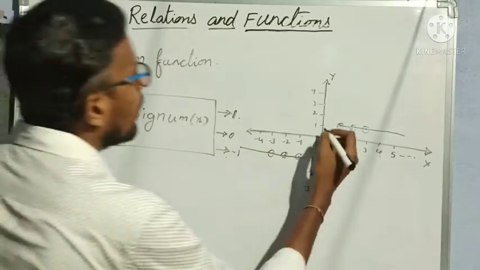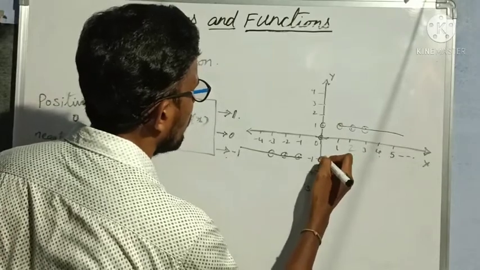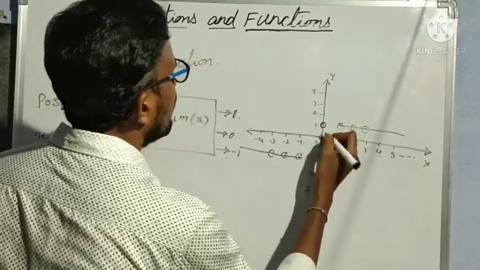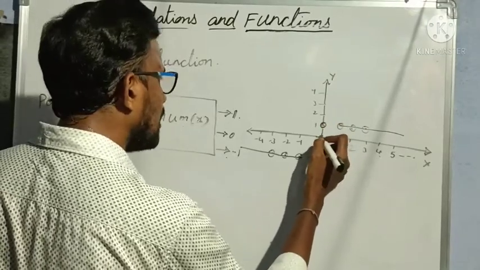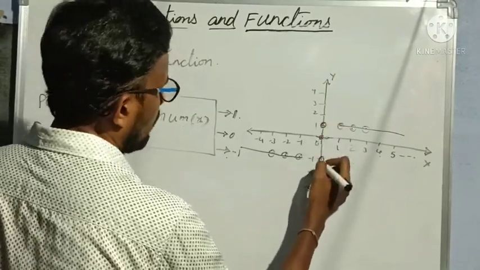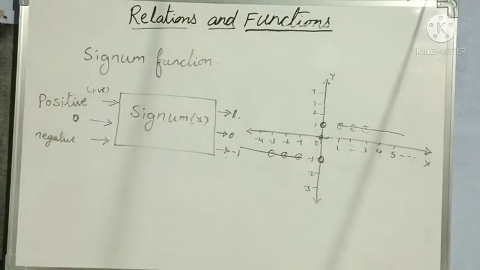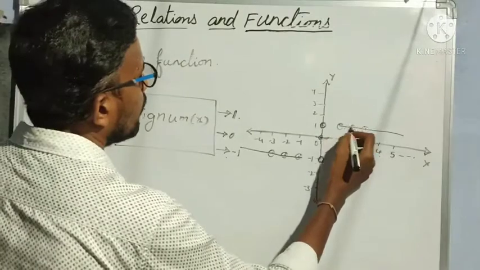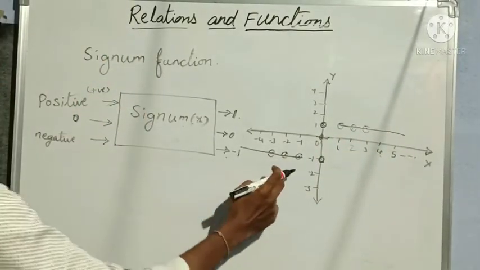Understood? Here there will be holes, some open circles. Why? Because when x value is 0, y value is 0 but not 1. Here also, when x value is 0, y value is 0 but not minus 1. So my function is not continuous here. Clear? So this is my graph of the signum function.